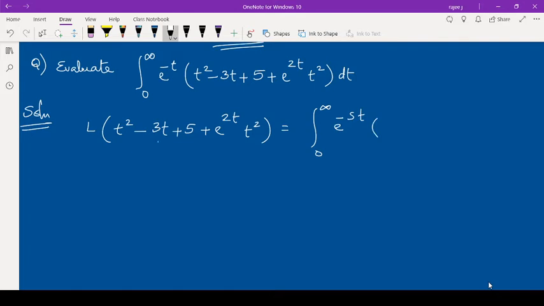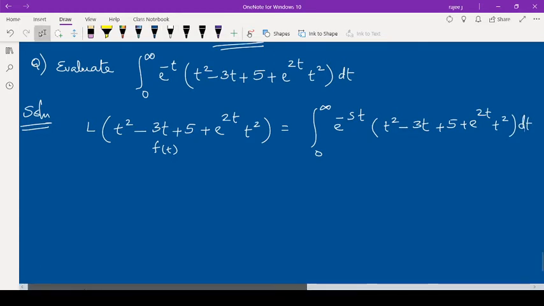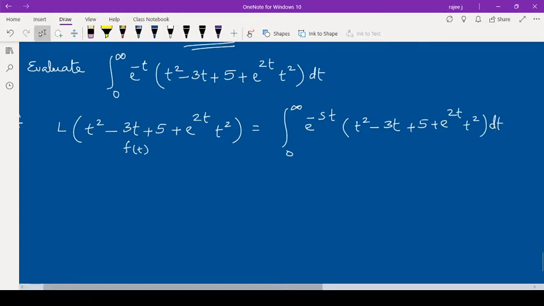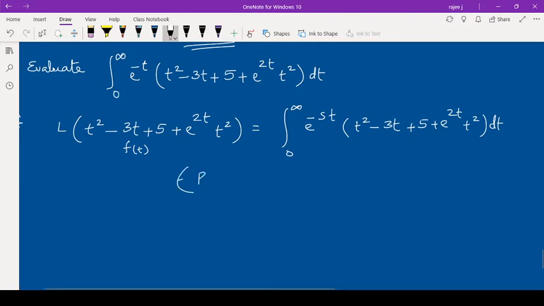So what is f of t? This is your f of t. By definition, we have e raised to minus st into f of t. f of t means t squared minus 3t plus 5 plus e raised to 2t, times t squared, dt. So this is by definition of Laplace transform, equation number 1.